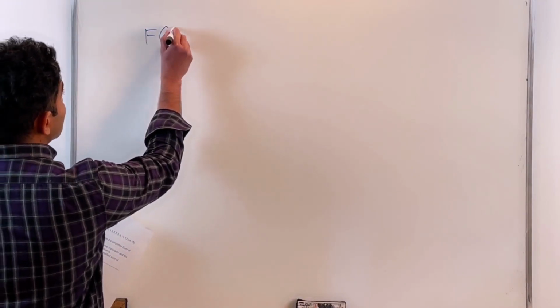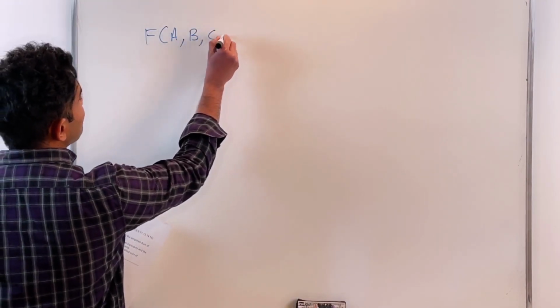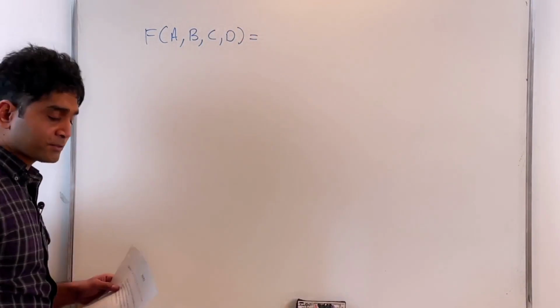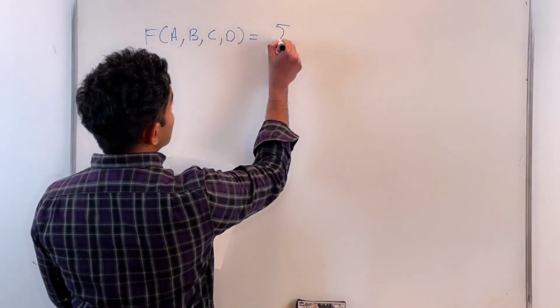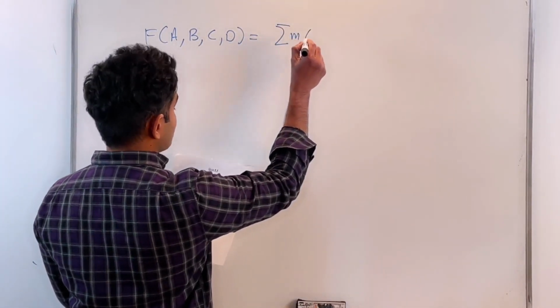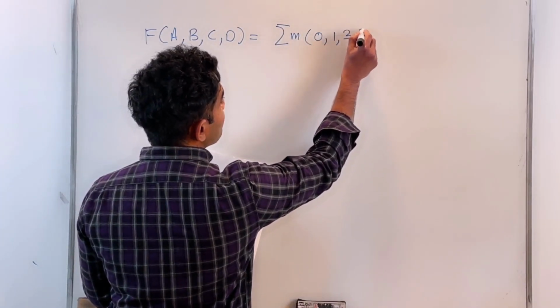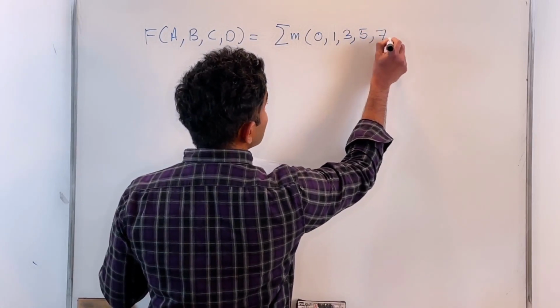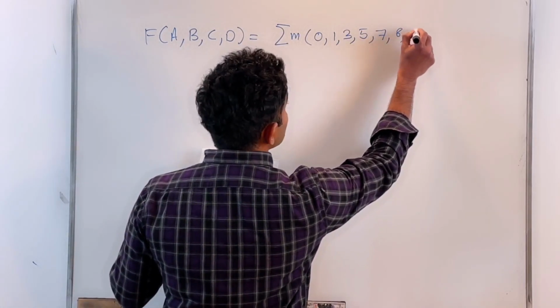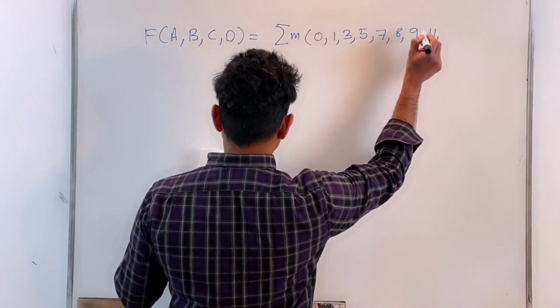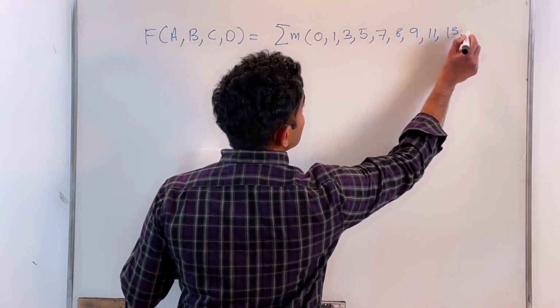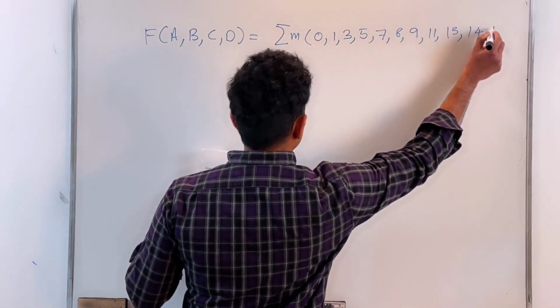All right, so the given function is a 4-input function, which is given as sigma m 0, 1, 3, 5, 7, 8, 9, 11, 13, 14, and 15.